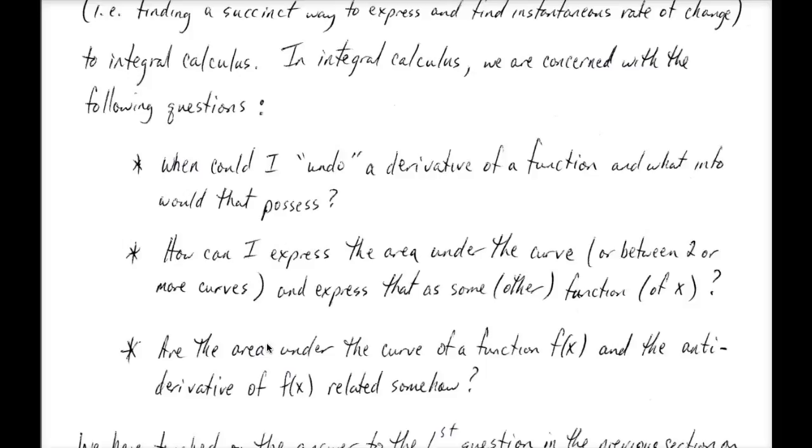Number two, how can I express the area under the curve or between two or more curves of a function and express that as some other function of x? And then the last question is, are the area under the curve of a function and the antiderivative of some function f of x related somehow?